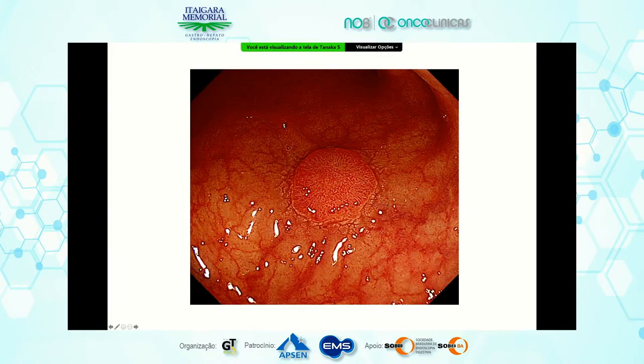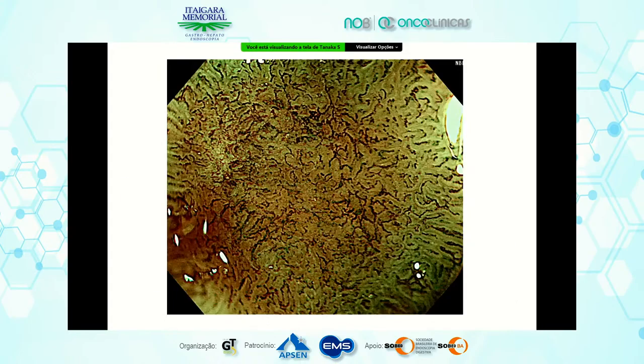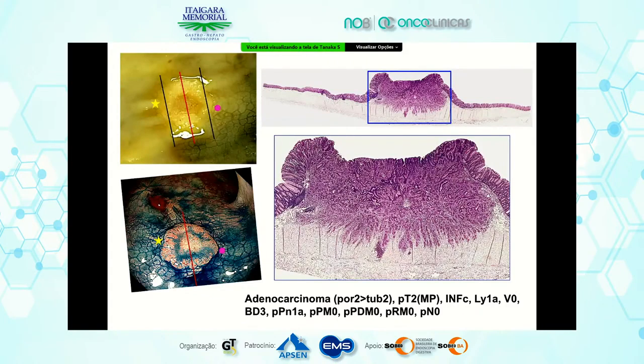To tell the truth, prior to NBI magnification we noticed mucosal ridging of this region. So at this point, we suspected this region was MP cancer, T2 cancer. So we sent this patient to surgery. This region shows invasion into the muscular layer.